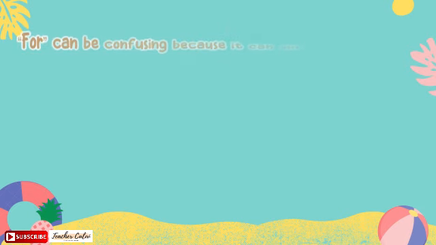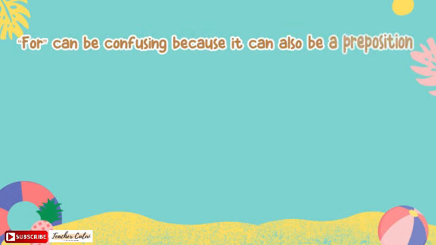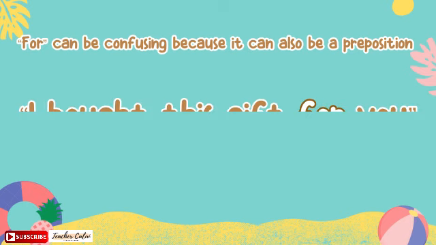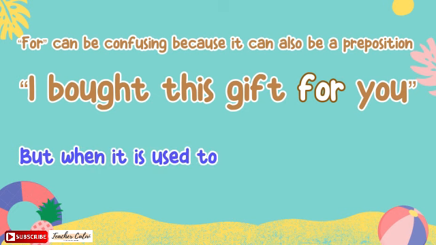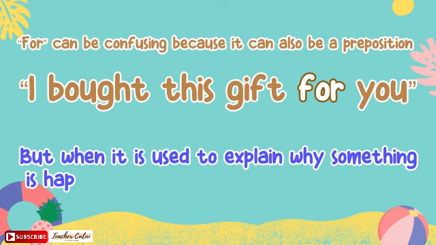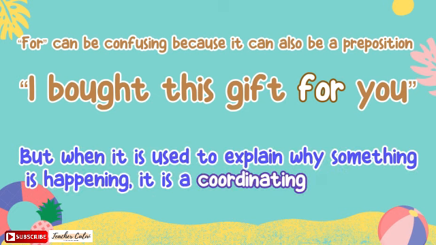Remember, "for" can sometimes be confusing because it can also be a preposition. Example: I bought this gift for you. The word "for" here is not used as a conjunction, but when it is used to explain why something is happening, then this is a coordinating conjunction.